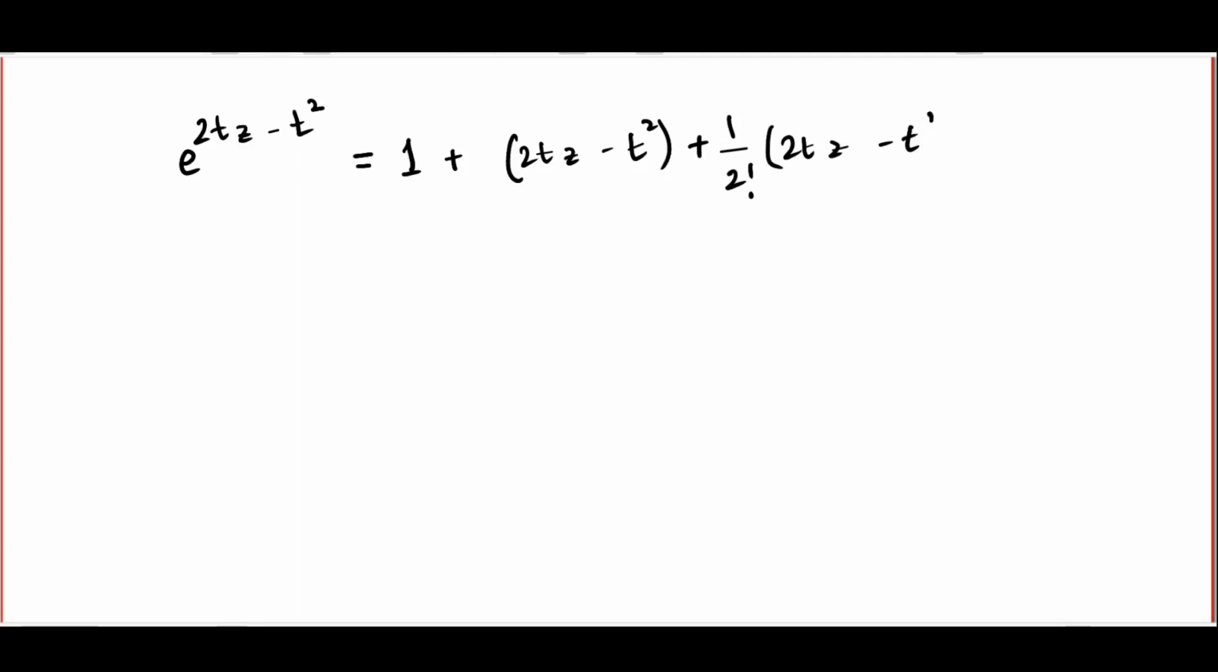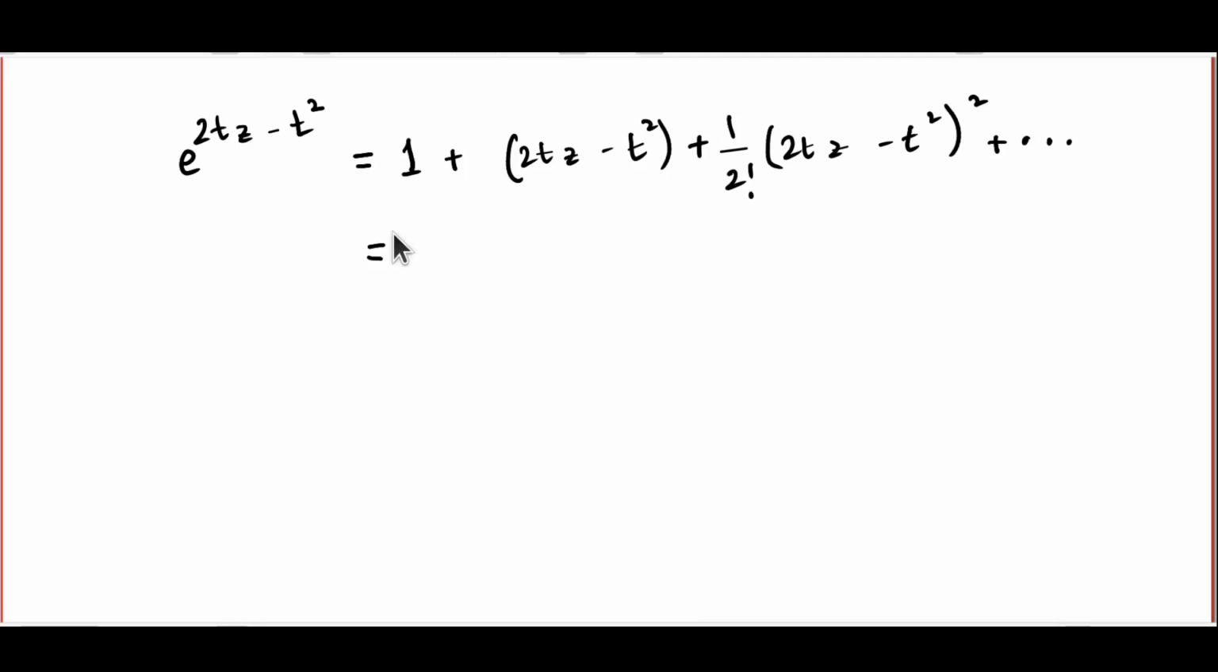We will start by just considering this function e to the 2tz minus t squared. Now this of course is a function of two variables, t and z, and you can expand this out using the standard formula for the exponential: 1 plus (2tz minus t squared) plus 1 by 2 factorial (2tz minus t squared) whole squared plus higher and higher order terms.